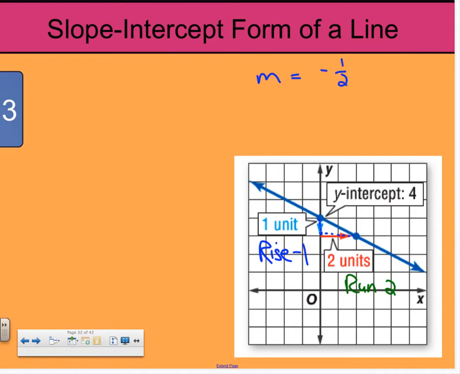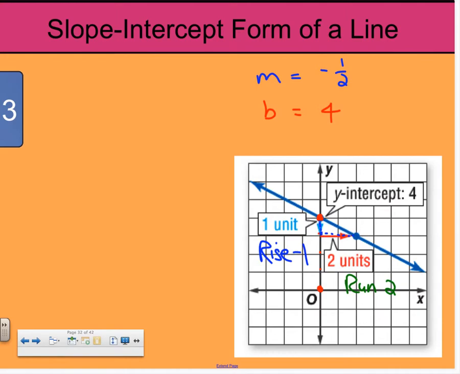Okay? Now what about my y-intercept? What about b? Here is my origin right here. 1, 2, 3. It crosses the y at 4, so my y-intercept is 4. So this is the one extra step we had to do. We had to look at a graph, identify the slope, identify the y-intercept. Now we simply plug that into an equation.